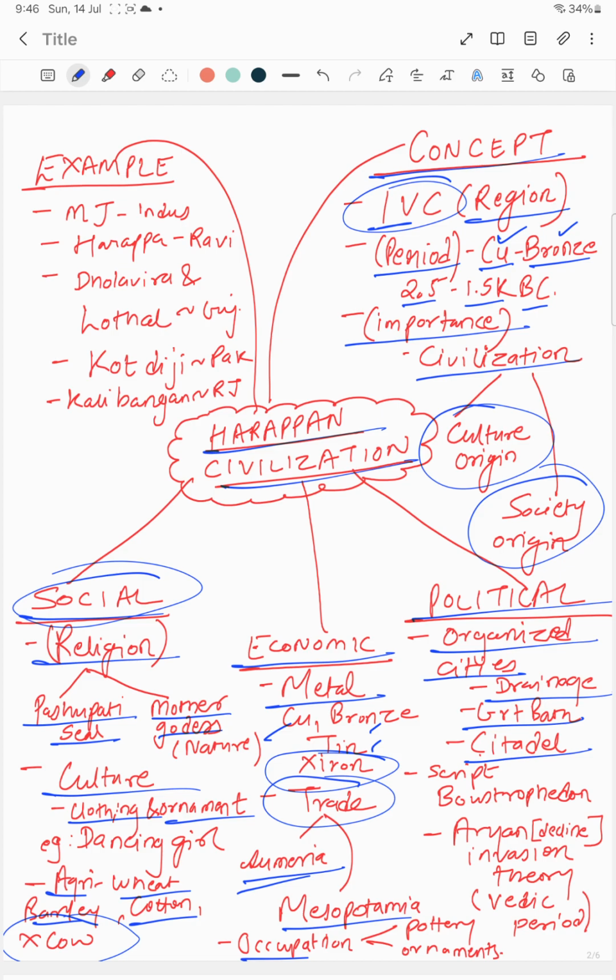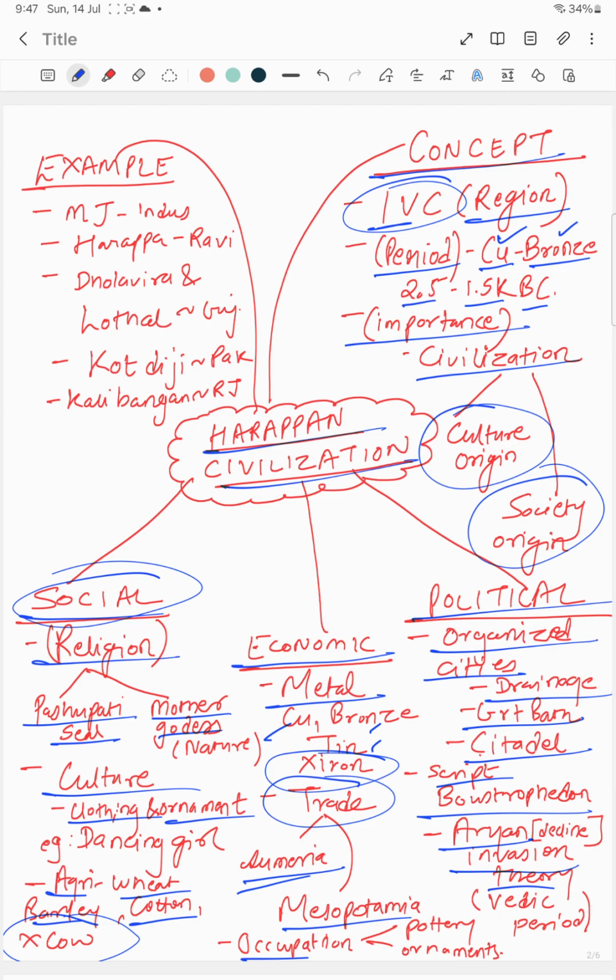Next is the script of Harappan civilization. It has not been deciphered properly yet, but the script was called Boustrophedon script. Now we can also mention one more point: why was there a decline in Harappan civilization? Some say it was because of climatic catastrophes, but mostly it is considered that the Aryans who had come into the Indus Valley region invaded and led to the decline of Harappan civilization. After the Aryans, the Vedic period started. So the Aryan invasion theory is important for the decline of Harappan culture.